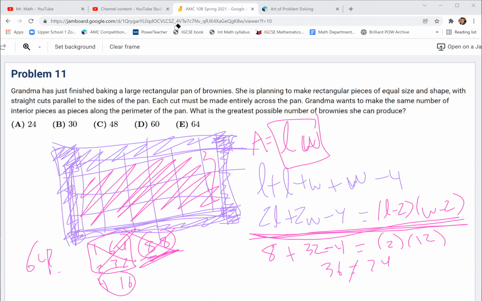Okay, so rather than show you every possibility, I'm just going to tell you which one ends up working. If you look at 60, it turns out the answer is 60, and I'll show you why.